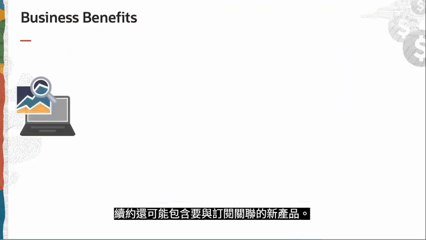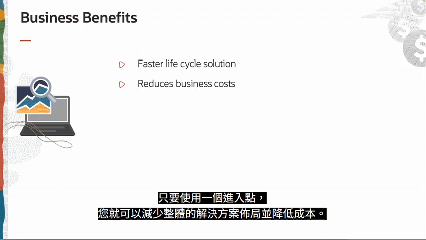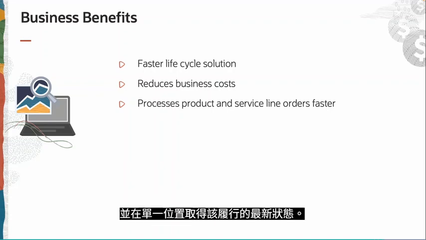These features benefit your business by providing a full subscription and coverage lifecycle solution. With one entry point, you have an overall reduced solution footprint and reduced cost. And with a one-stop shop, it is faster to enter orders with product and service lines and let orchestration send them to the fulfillment systems and get the latest status of that fulfillment all in one place.